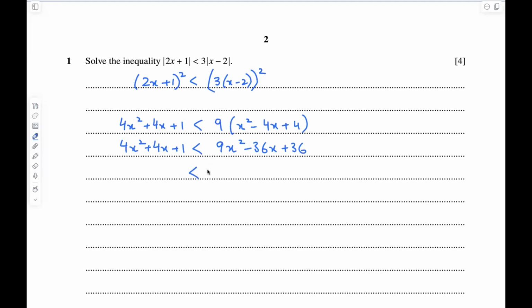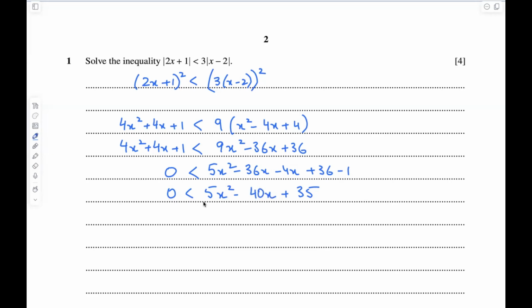So 9x squared - 4x squared will become 5x squared. This will become -36x - 4x. And this will become +36 - 1. Simplifying, we'll get 5x squared - 39x + 35. Now we can solve this through middle term breaking or factorization. And this is 40x, so -36 - 4 becomes -40x.